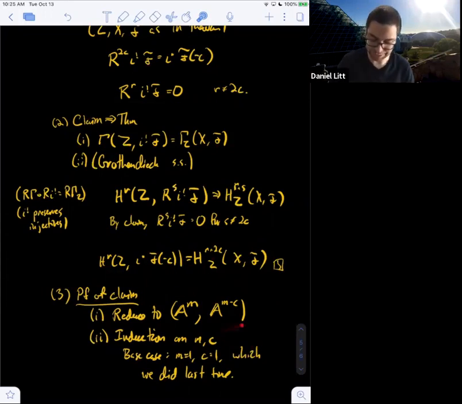Yeah, so you're supposed to think that this is best in the case where C is actually equal to M. So you have the cohomology of A^m relative to a point, and that is relative to the complement of a point, and that literally is the sphere. Are there any other questions?